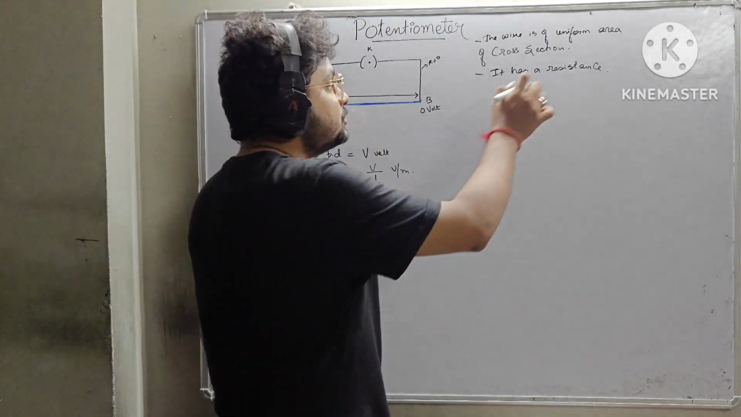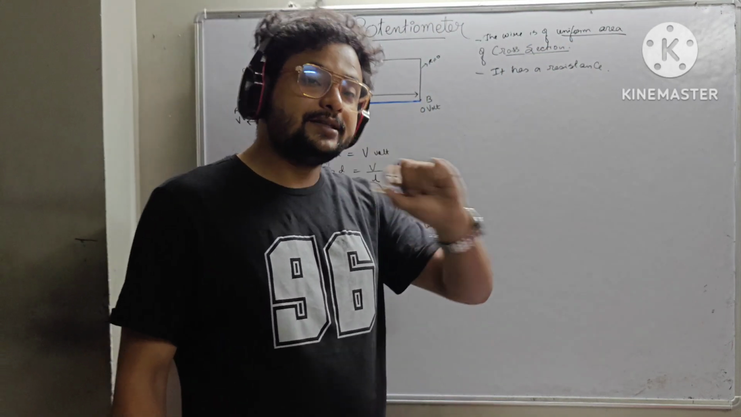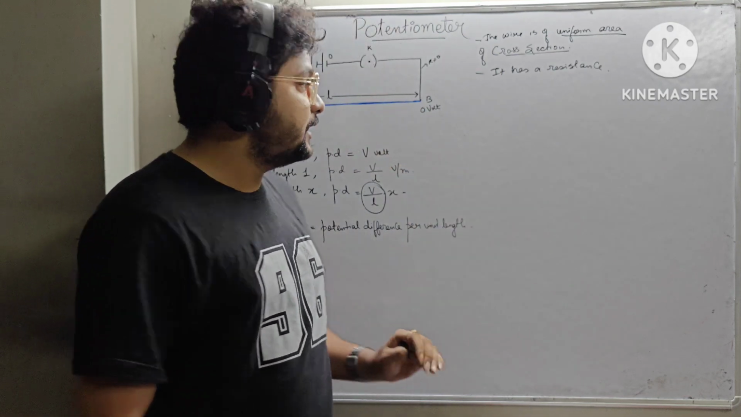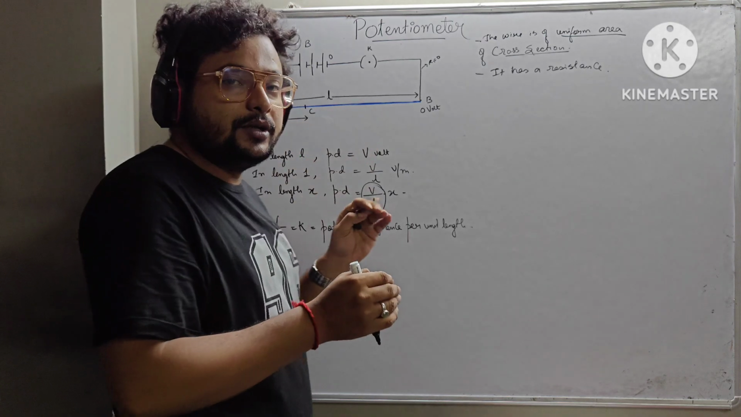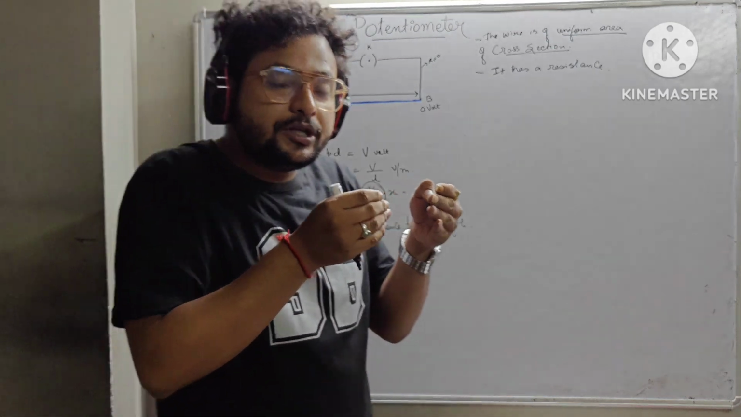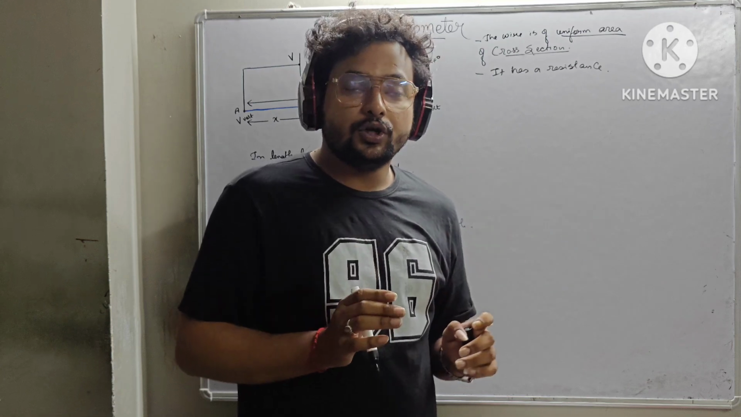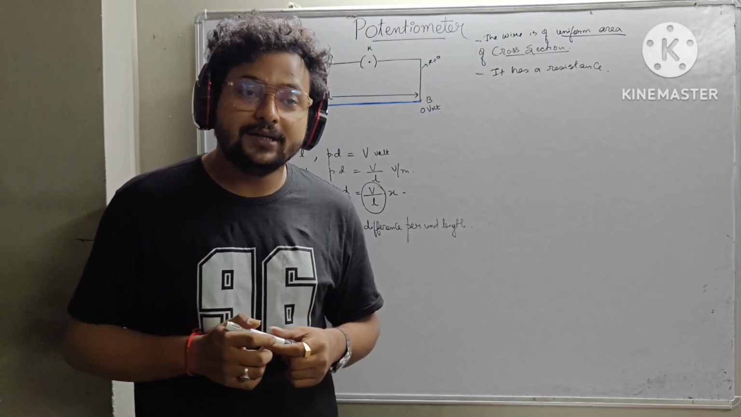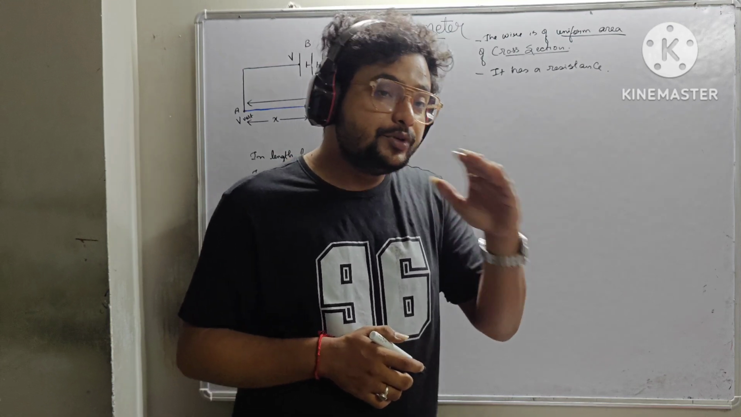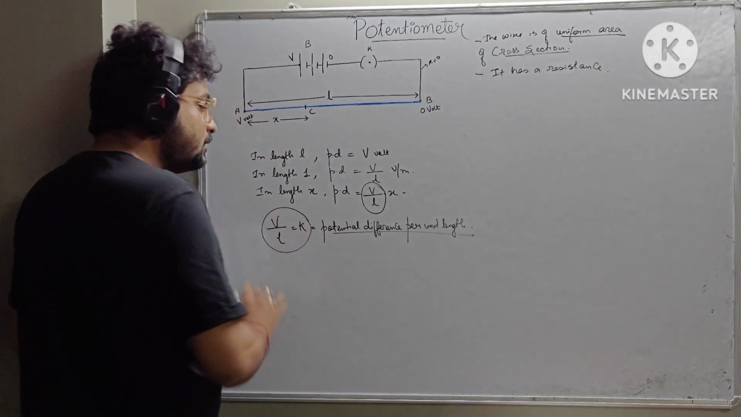Since I have said that the wire is of uniform area of cross section, whatever is the resistance of the wire, it is constant. Since the resistance of the wire is constant, the potential is going to drop uniformly. This is not going to happen: suppose for the first 5 centimeter the potential drops by 10 volt, and in the next 5 centimeter the potential drops by 20 volt. That is not going to happen. Whatever potential drop is going to take place, it is going to take place uniformly, and that is why the potential difference per unit length, V by L, is a constant.